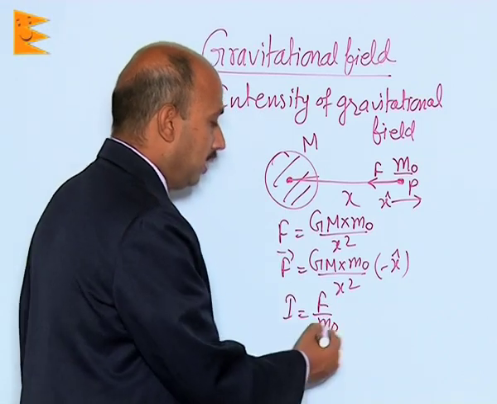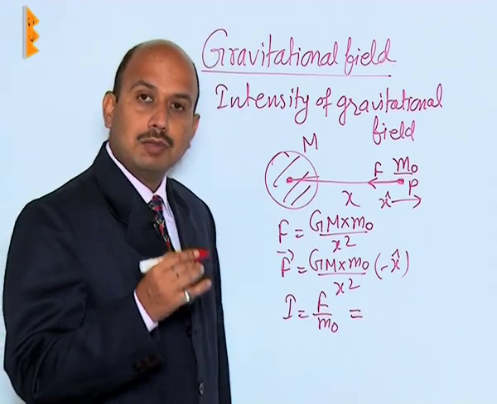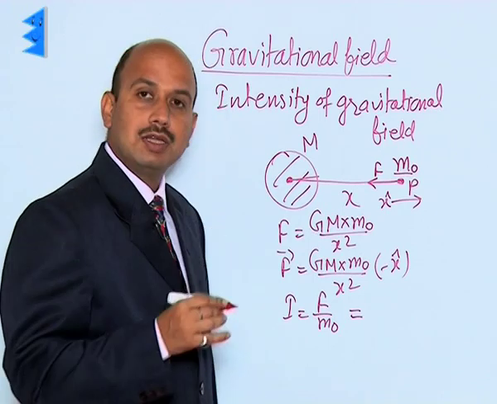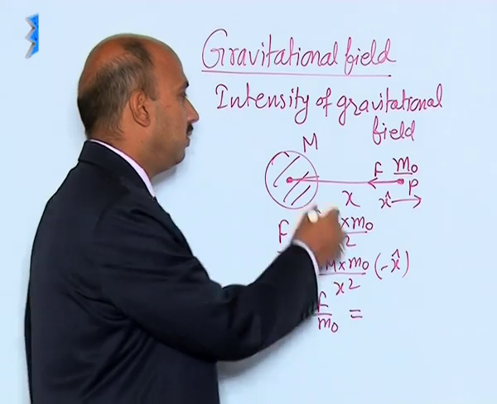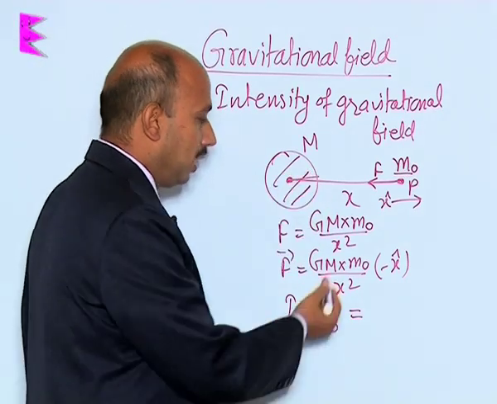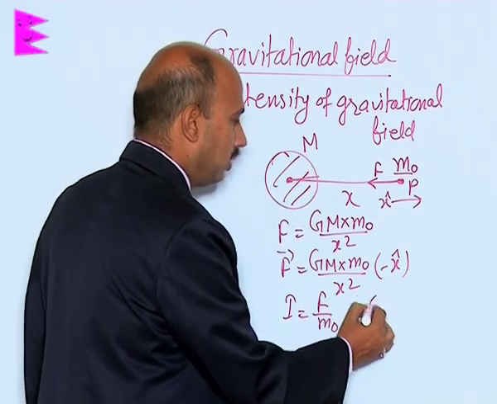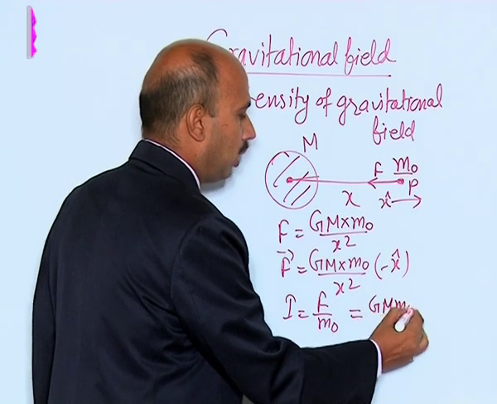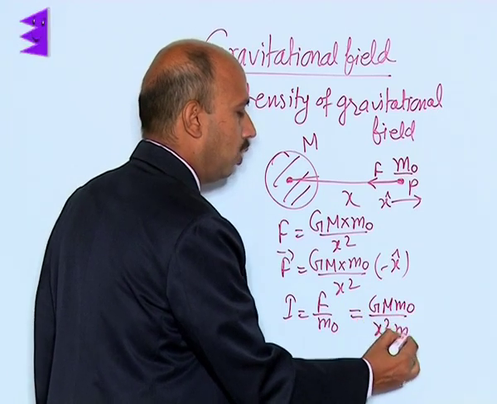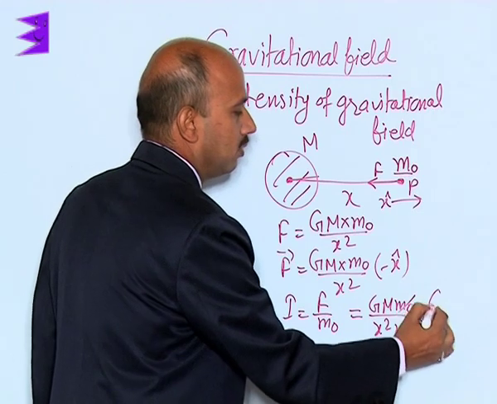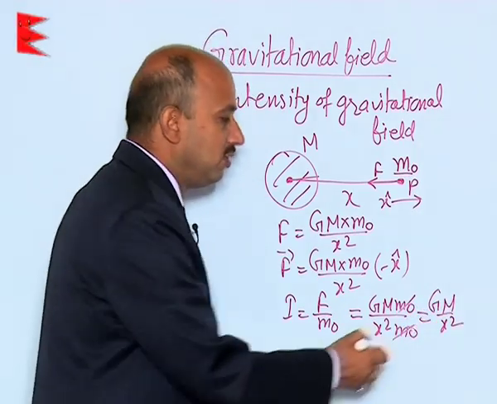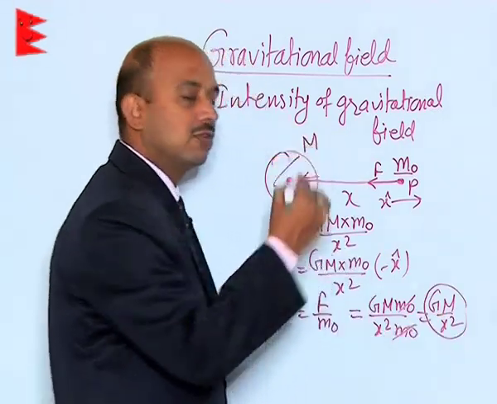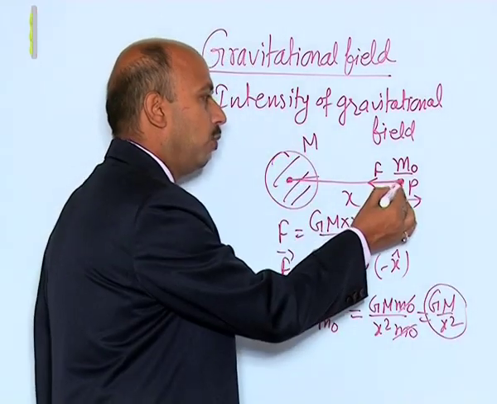Now but here I have told you already, m naught has very small magnitude and its gravitational field is also very small, it does not affect the gravitational field of this mass. So we can put all these values, we get here G M m naught upon x square m naught, this is cancelled. So that is GM upon x square. So this is actually the force experienced by unit mass placed at this point.